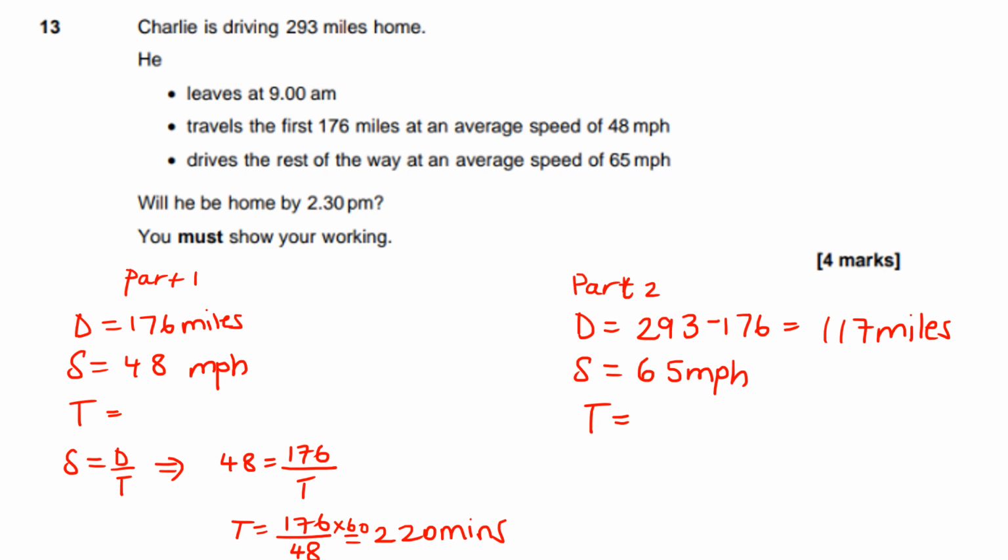So time is going to be distance out of the speed. So that's 117 out of 65. So if I have 117 out of 65, that gives me 9 out of 5. And if I times that by 60, that's going to give me 108 minutes. So 220 plus 108. In total, this person is going to take 328 minutes to get to where they are.